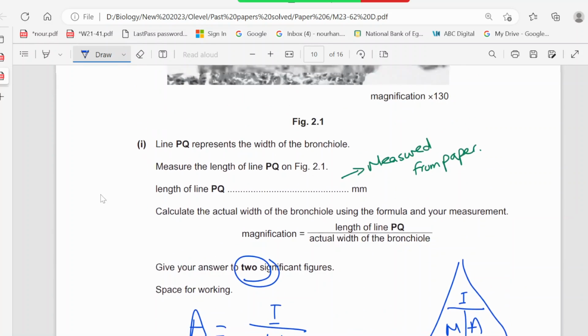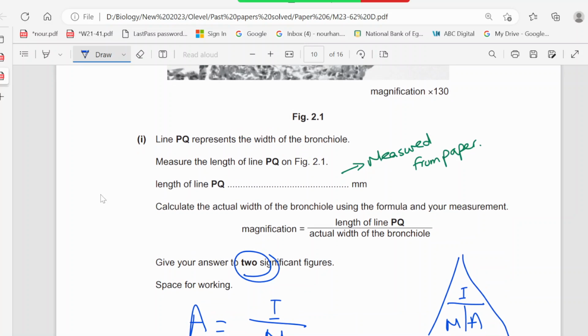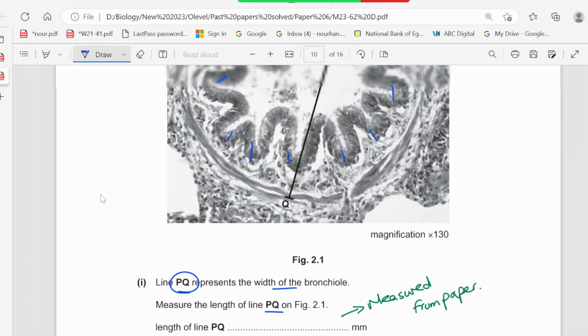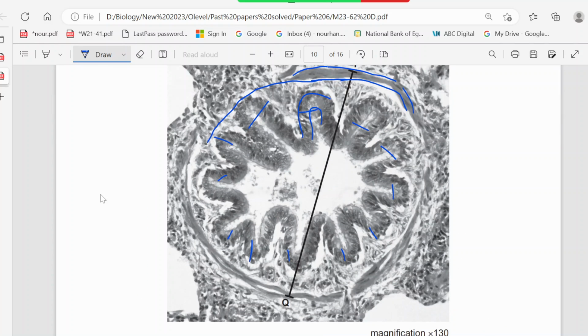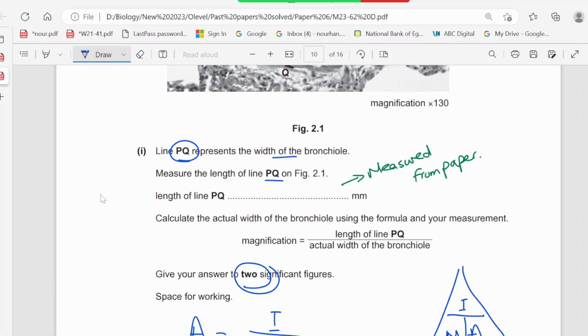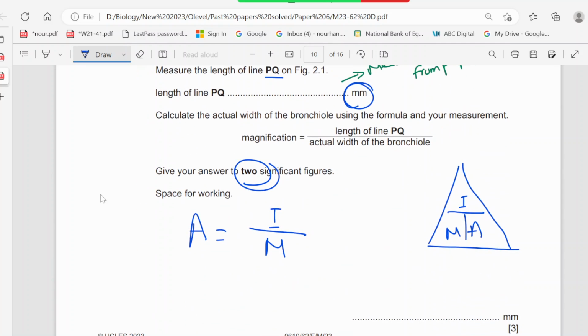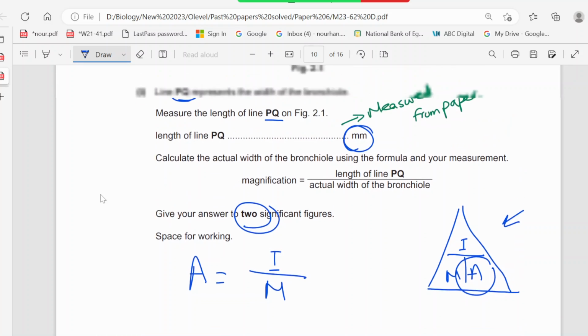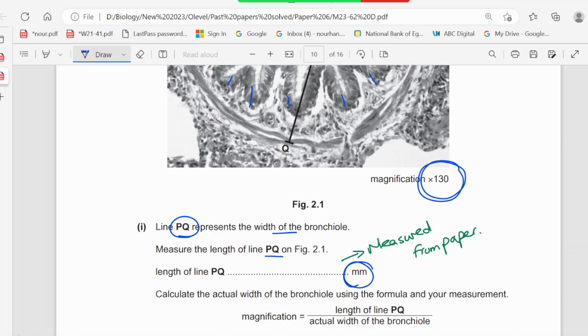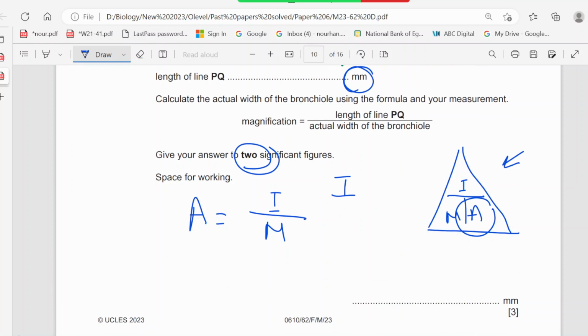So first, he asked you to do the magnification. Line PQ represents the width of the bronchiole. Measure PQ. Same thing, you will measure it with your ruler in centimeters and then multiply by 10 in order to write it in millimeters. Calculate the actual width. Put the triangle. I want the actual width, so I will write image over magnification. Where is the magnification? It is under the photo. So the image, what you measured, over the magnification, which is 130, and then put the actual here.